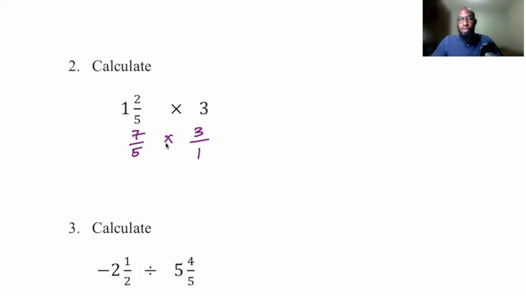For multiplication, once you don't have any numbers to simplify, you just multiply the numerator by the numerator, 7 times 3, over denominator by denominator. So we have 21 over 5. As I said, this is your answer. Unless the examiner states, put it as a mixed number, leave it just like this, all right?